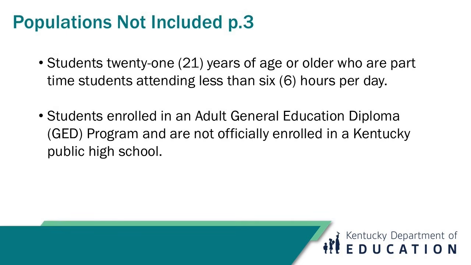The provisions in this document are applicable to all students except those who are 21 years of age or older who are part-time students attending less than 6 hours per day, and students enrolled in an adult GED program who are not officially enrolled in a Kentucky public high school.